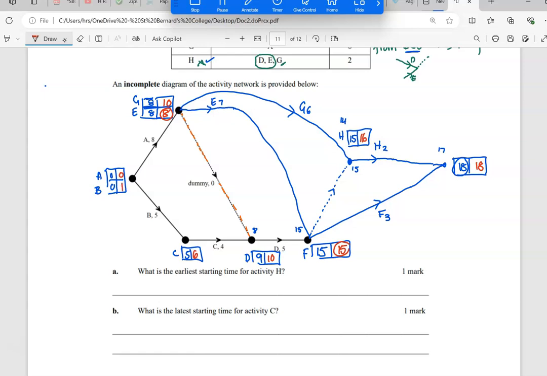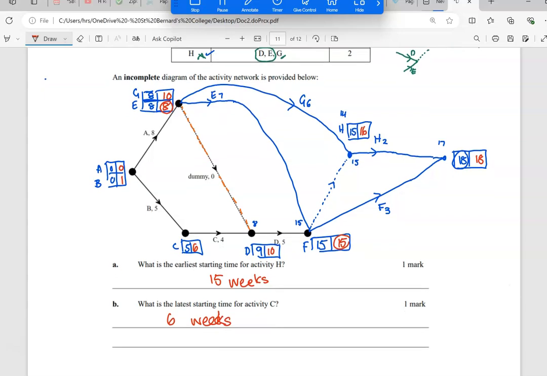So now what's the earliest starting time for H? The earliest is the first one, so 15 weeks. And what is the latest starting time for C? It's 6 weeks.